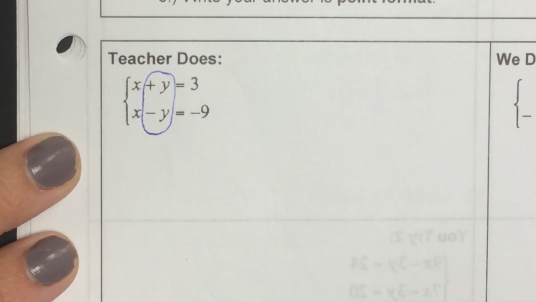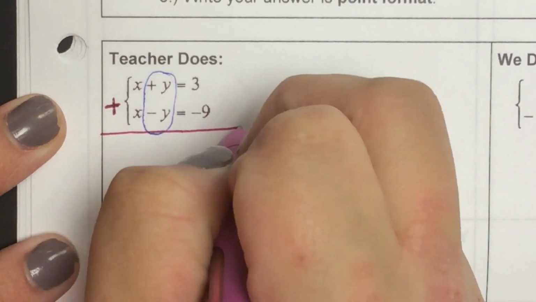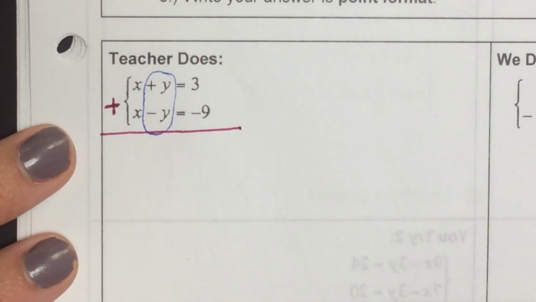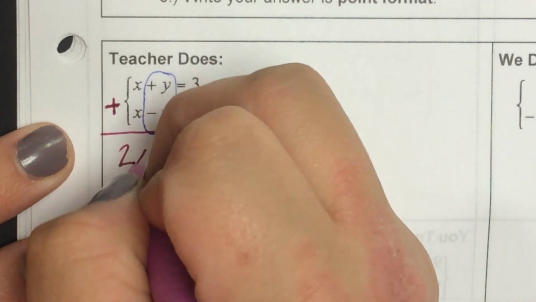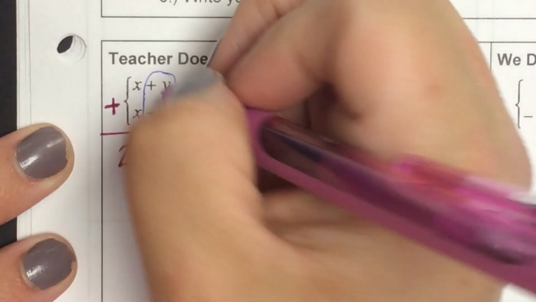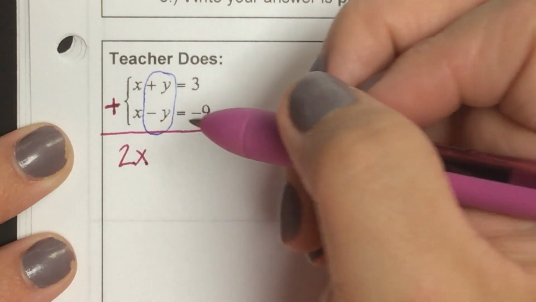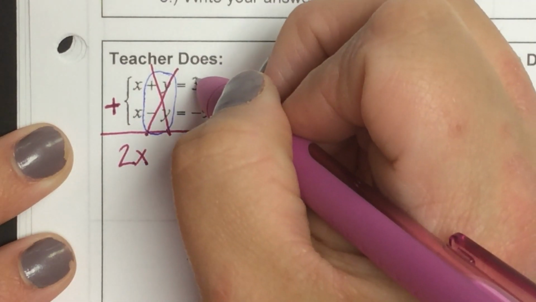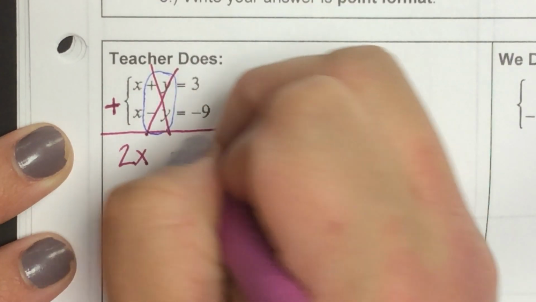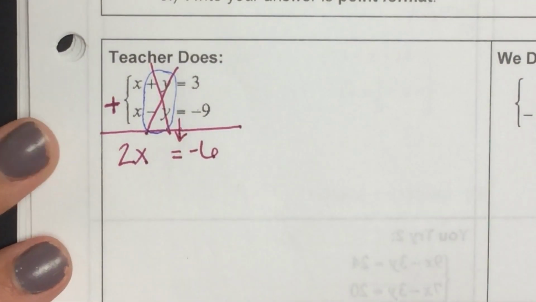So what you need to do now is think about one big vertical addition problem. So I'm going to put a plus sign here, and I'm going to put my line underneath here. And I'm going to say to myself, well, what is x plus x? That's 2x. What is y minus y? And that's the point. Here's where the word eliminate comes in. They eliminate each other. And what is 3 minus 9? That's negative 6. Notice I carried my equal sign down in the exact place that it lines up with.